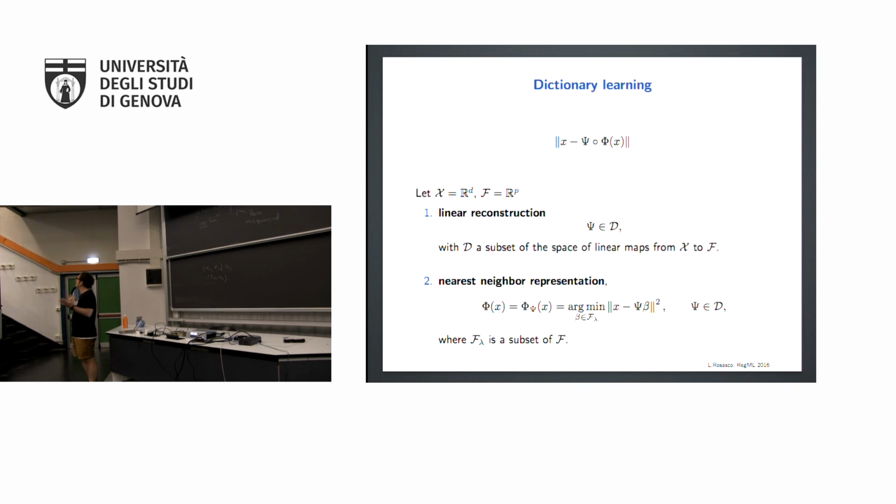So in a minute, I'm going to put constraints. And I'm going to say, well, you don't take all possible coefficients and all possible matrices psi. You restrict yourself to some subset.